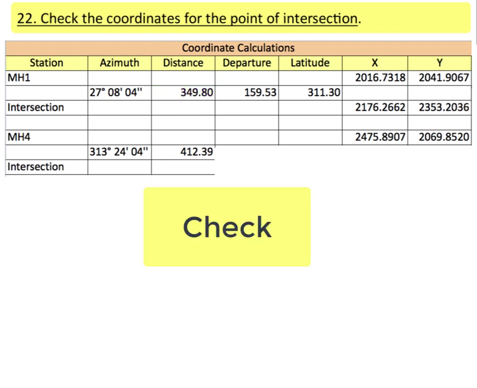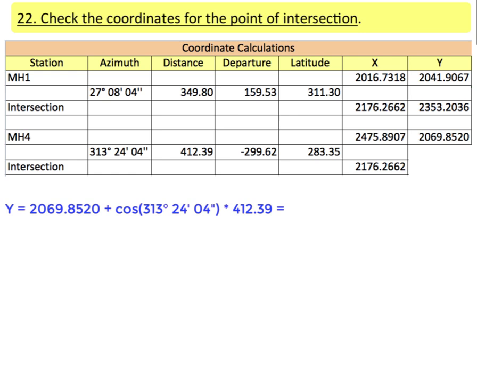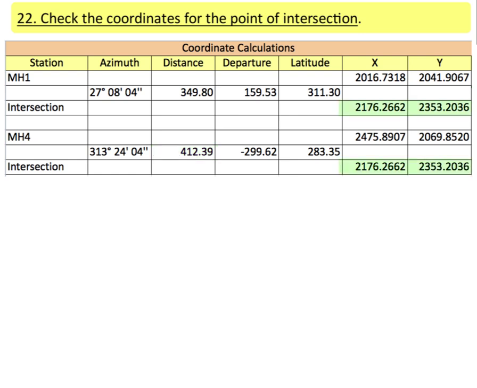A check on the coordinates of the point of intersection can now be done. The x coordinate at the intersection can also be determined by taking the x coordinate for manhole 4 and adding the sine of the azimuth from manhole 4 to the intersection times the distance from manhole 4 to the intersection. A check on the y coordinate at the intersection is determined by taking the y coordinate for manhole 4 and adding the cosine of the azimuth from manhole 4 to the intersection times the distance from manhole 4 to the intersection. The x and y coordinates are the same.